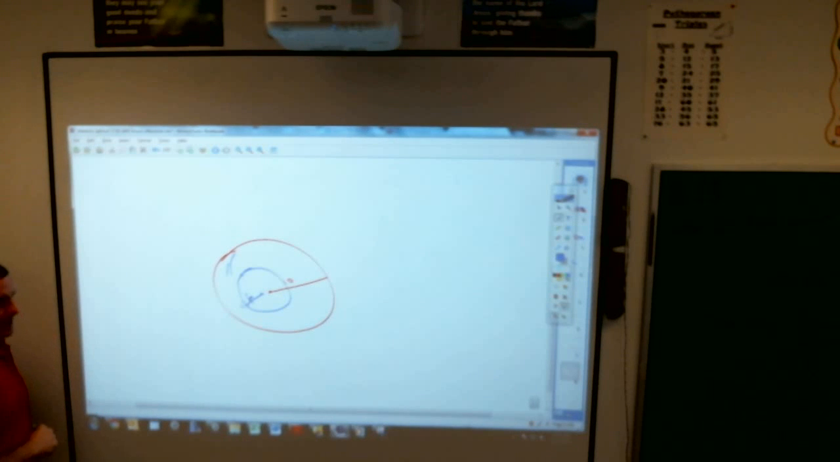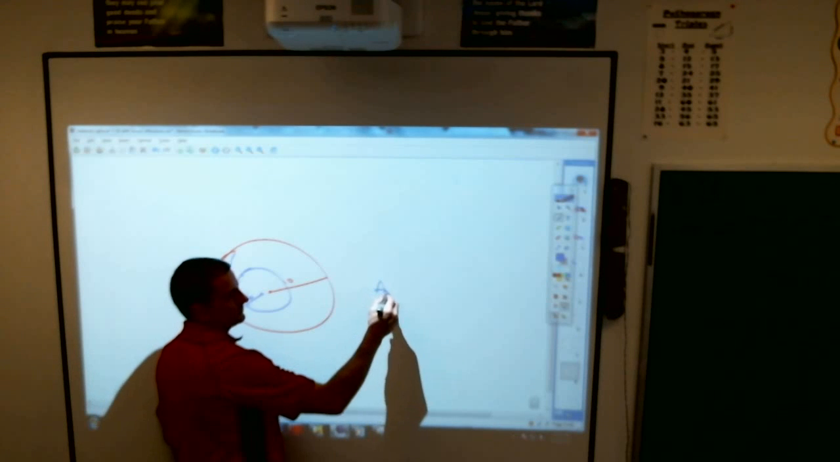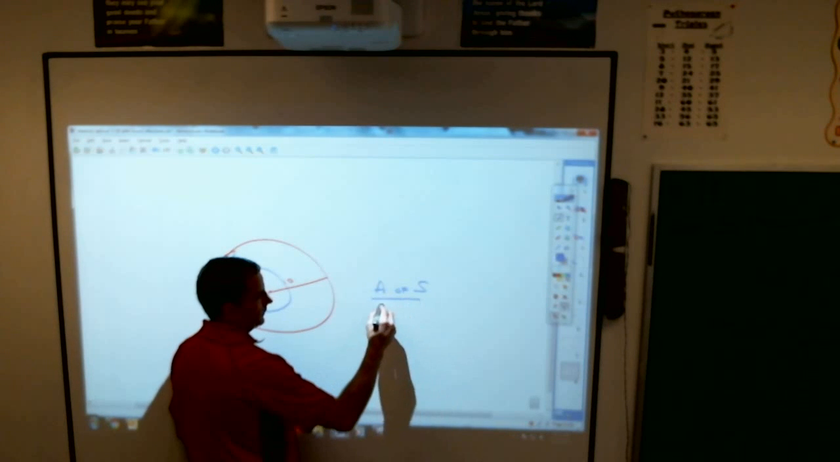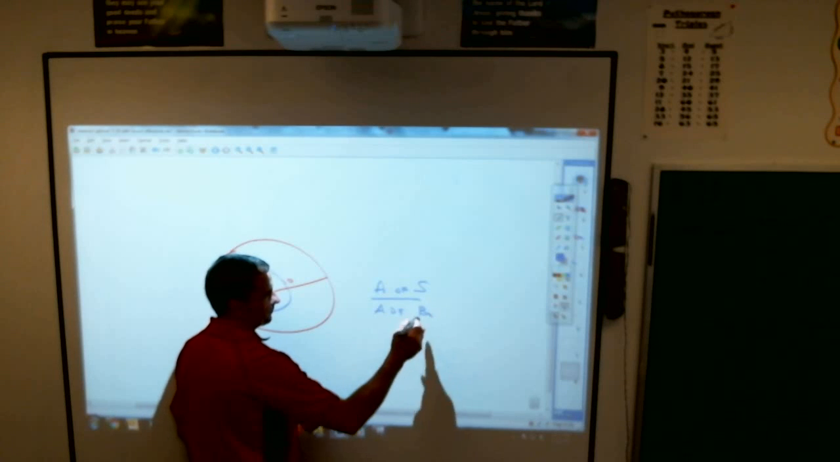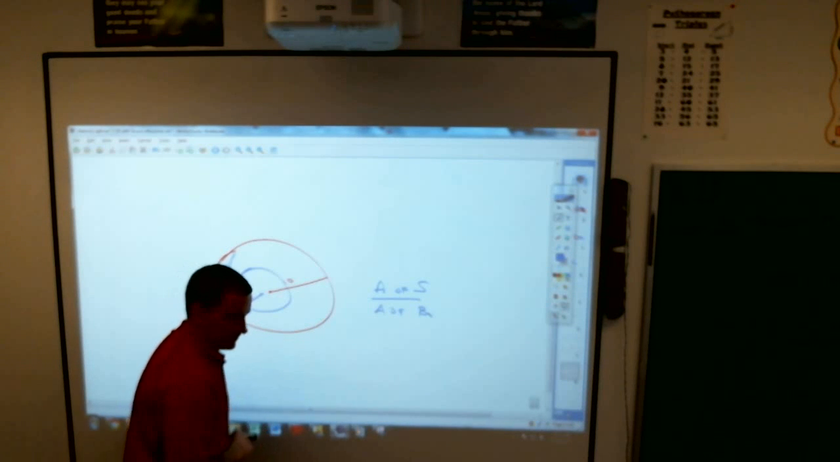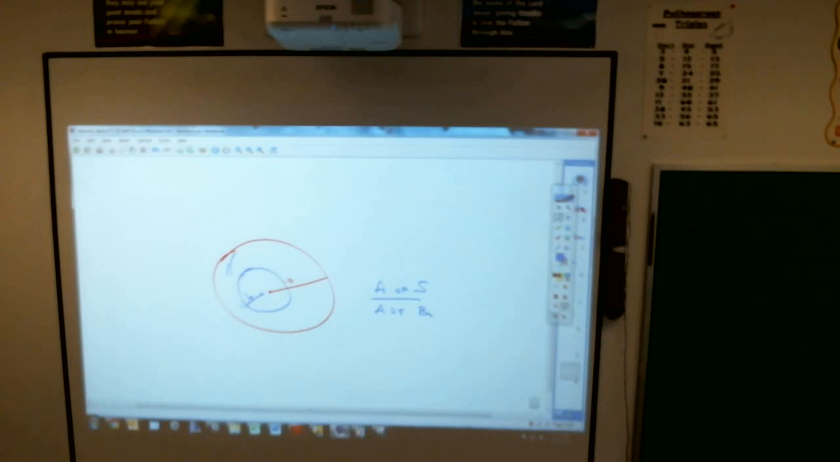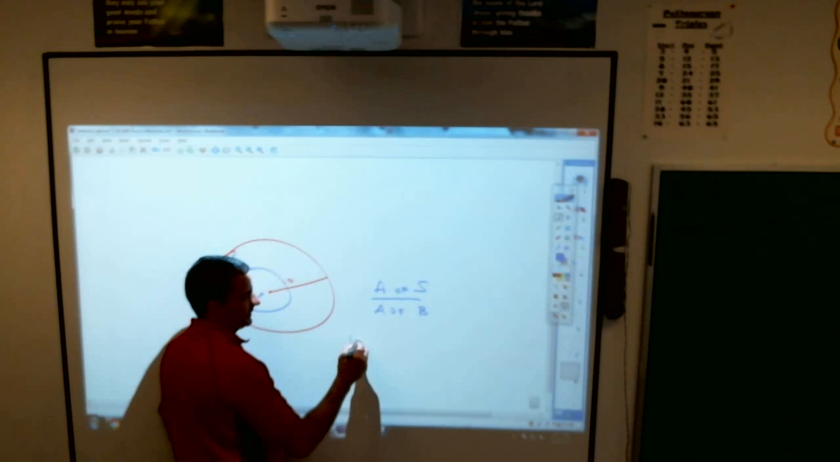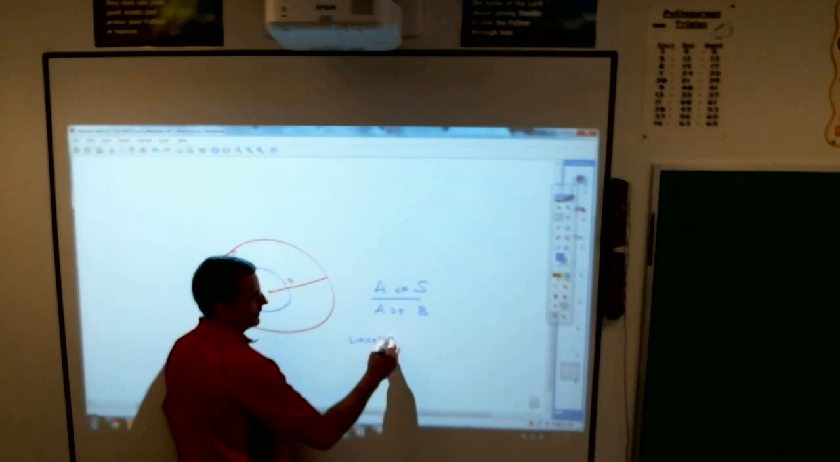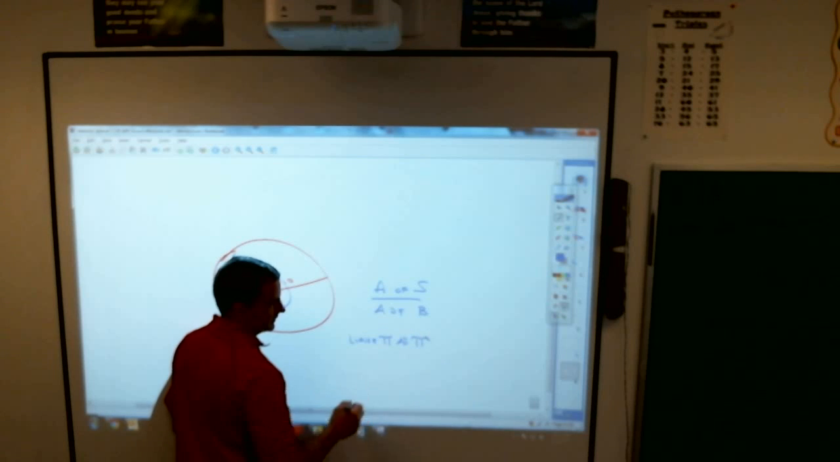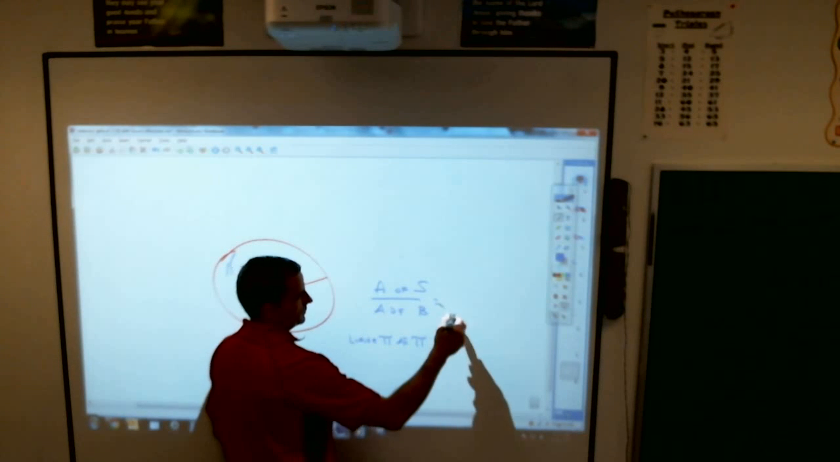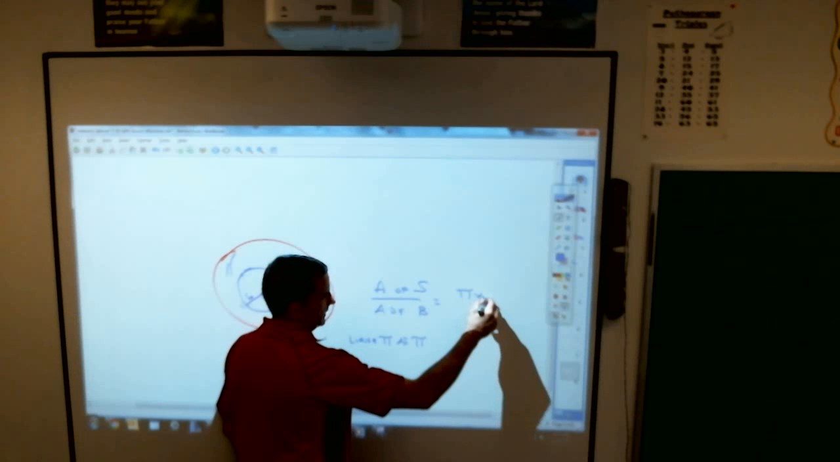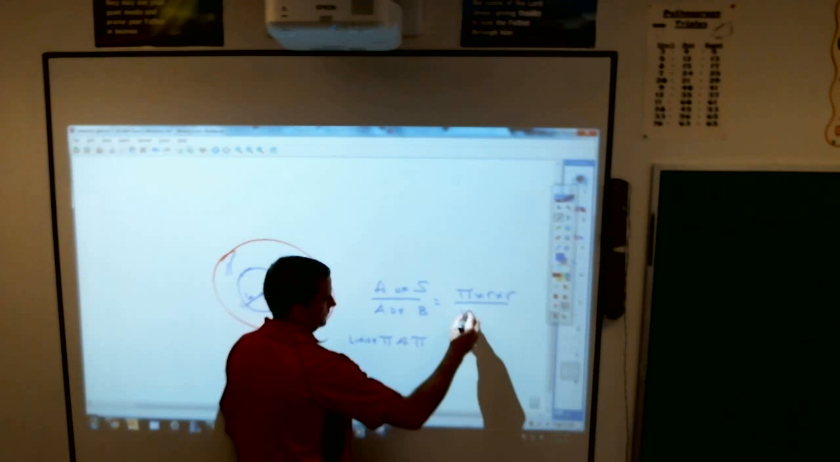Now don't think that you can just put 6 over 10 because that's not going to work. You have to do it like we said. Area of small over area of big. Now the nice thing about this is it's best and easier if you just leave pi as pi. Leave pi as pi, and you'll see why in a second. You know that the area of a circle is pi times radius squared, correct? Yes, that is absolutely correct.